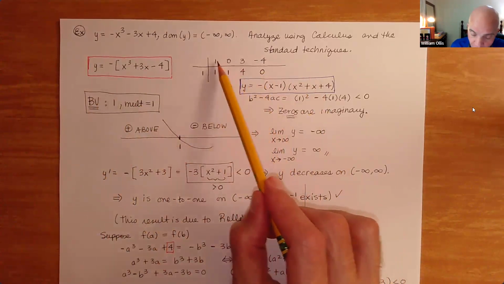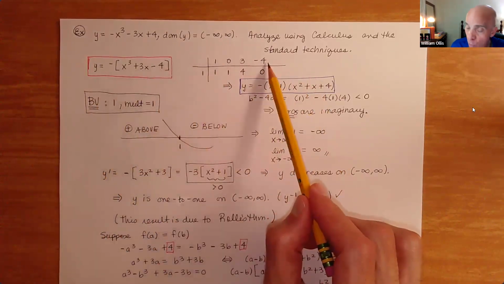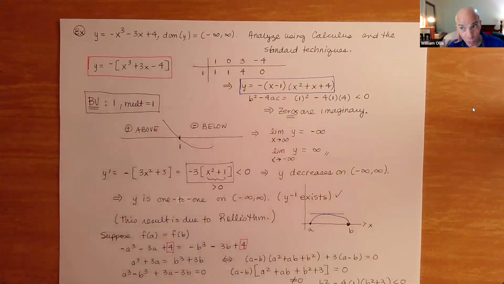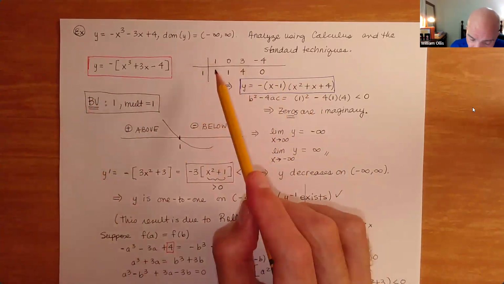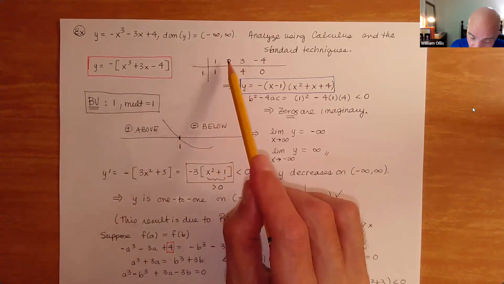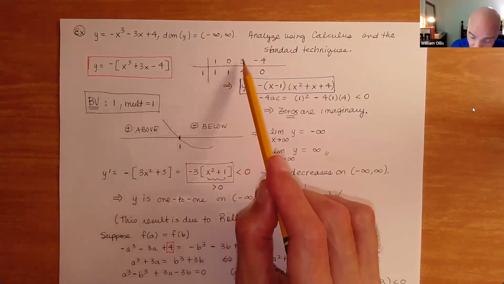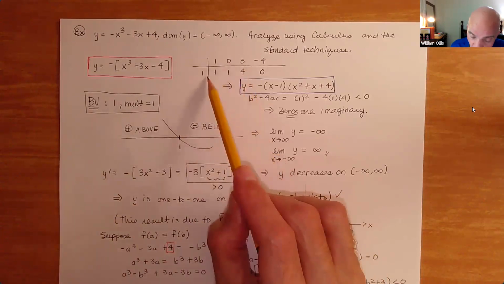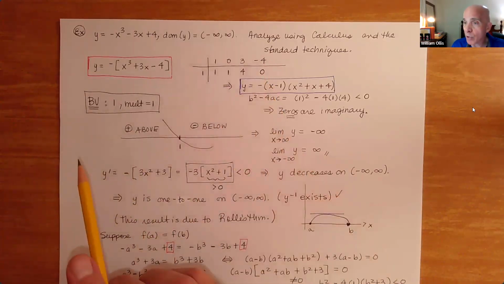So of course, we put in our coefficients 1, 0, 3, and -4. Of course, we always need a placeholder for powers of x that don't exist. Bring the 1 down. 1 times 1 is 1, plus 0 is 1, and then 1 times 1 is 1, plus 3 is 4, and then 4 times 1 plus equals 4. Add that to -4, get a 0.